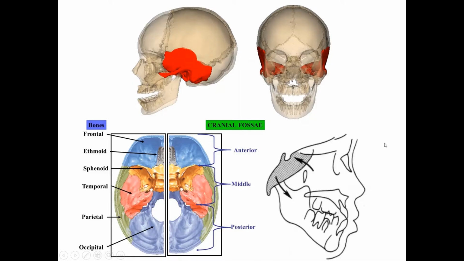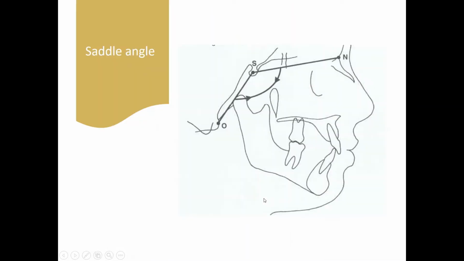So this is an angle that is really important. It is called the saddle angle. So if we look here, this is the saddle angle. If this angle is acute, small, that means the mandible is pushed forward, and that means that the patient most probably is going toward class 3 skeletal pattern.